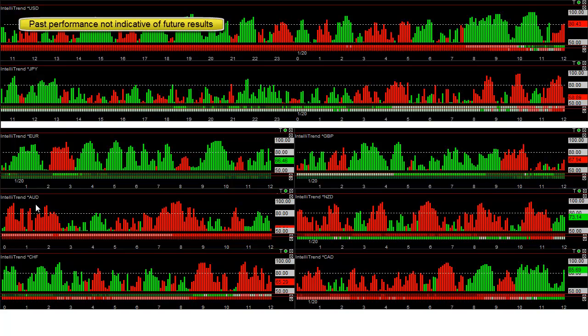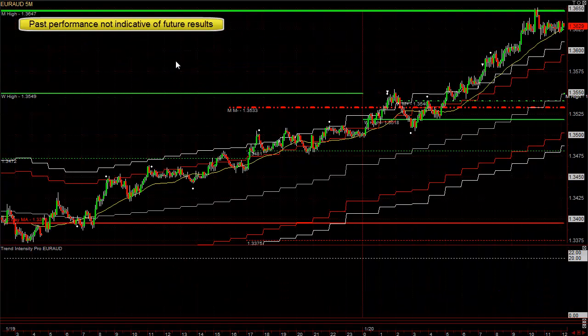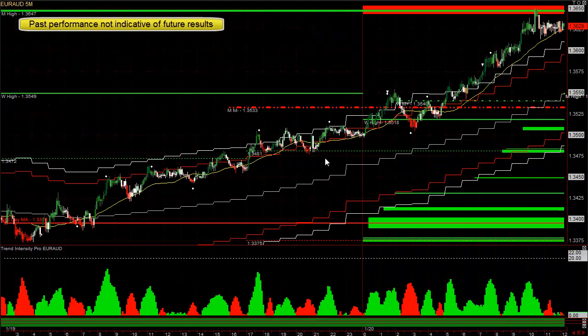Most of us don't trade the euro Australian, but if one of them's super strong, the other one's super weak, and the weekly and monthly trends support the strong one and the weak one, it's pretty much a no-brainer. You want to buy the euro Australian. And as you can see on the chart, this one was very strong. It made a higher high here, pulled back, and basically that is our system in a nutshell.